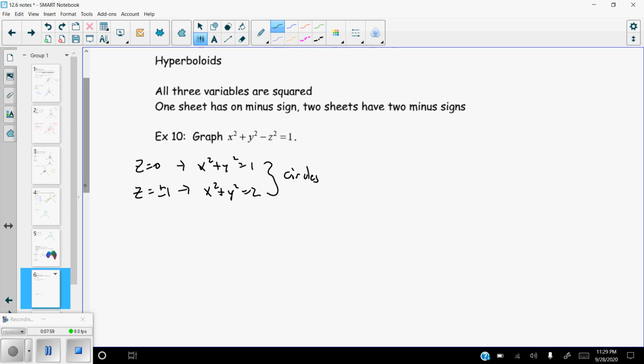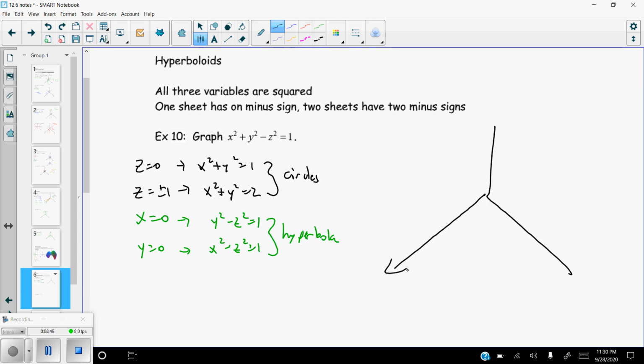So now let's do the same general idea, but with x and y. So let's say that x is 0. If x is 0, well, then we get a hyperbola. What you would get is y squared minus z squared equals 1. That's a hyperbola. What if y equals 0? Y equals 0, you would get x squared minus z squared equals 1. Also a hyperbola. So what you ultimately have here is in the z direction, it's creating traces upon the xy plane as circles.